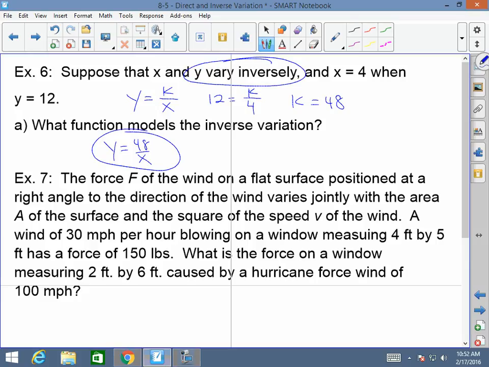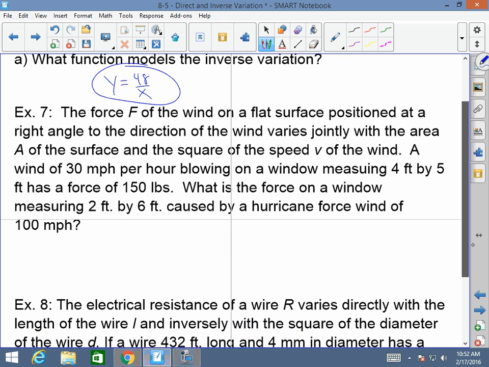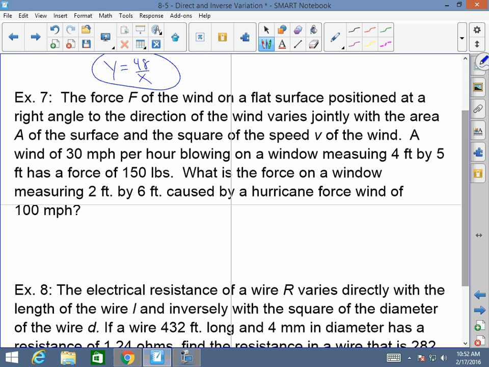All right. Now, let's look at number 7. This is the type of thing you're going to see in your homework. This is the real type of word problems you're going to see on quizzes and tests. This is an SAT type of word problem. A lot of words. They're trying to confuse you. If you follow my guide, you follow my rules, they can't confuse you.